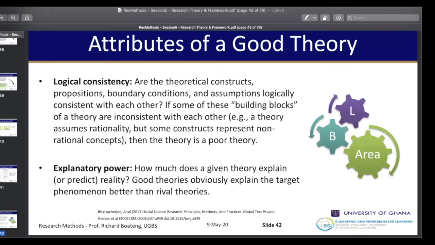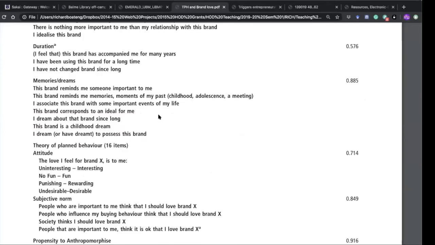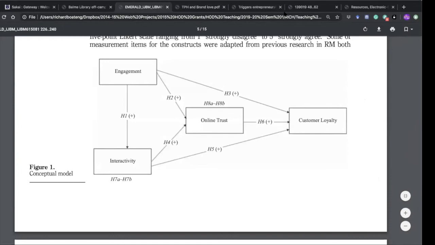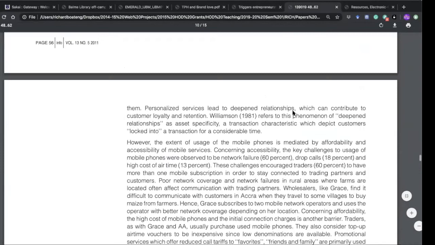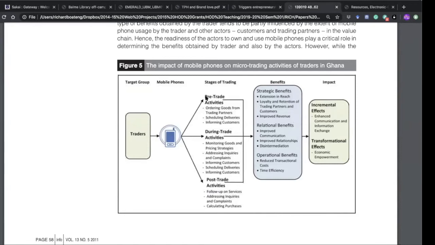Let me give an example here. Remember that we looked at this paper. Look at the post-study model. We saw the stages of trade in economics, benefits from information systems research, benefits of technology on trade or commerce, and then impact; we also saw it in mobiles. Now, all of these things are being put together to make sense. But you realize that the explanation you are using here cannot apply to these ones because the literature is only just for here. I can't just take the literature on strategic benefits, relational benefit, operational benefit, and apply it to everything here because they are all different explanations.